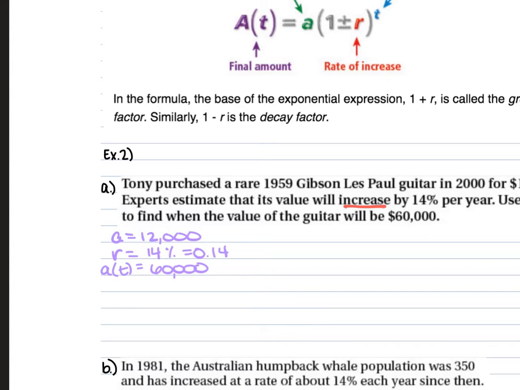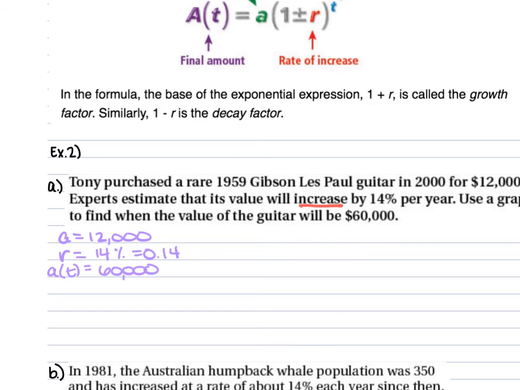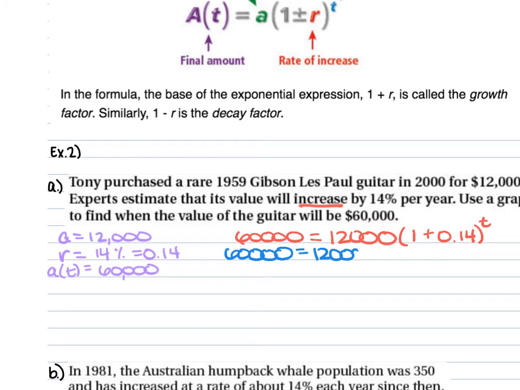Okay, so first we're going to plug this into our formula. A of t, so 60,000 is equal to our starting amount, which is 12,000, times 1 plus our rate, which is that 0.14, to the power of t. We want to find what that t is. So we're going to break this down even further to where it's 60,000 is equal to 12,000 times 1 plus 0.14, which is 1.14, to the power of t.